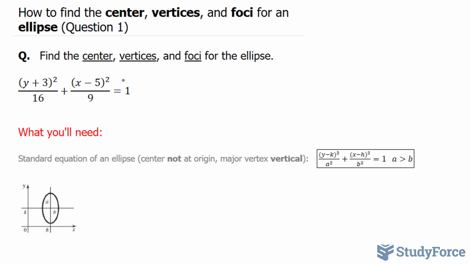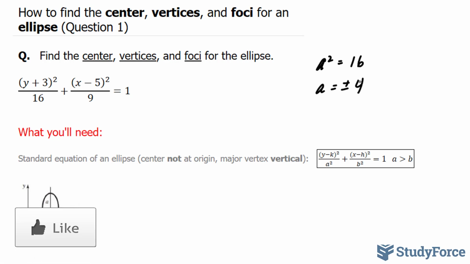Let's start with our a value. The a value is the largest of the two denominators. So in our case, the a value will be the square root of this 16. So a squared is equal to 16, and a is equal to plus minus 4. The fact that the larger of the two denominators is underneath the y tells us that this ellipse will be stretched vertically, as shown in this illustration. If the larger of the two numbers were underneath the x, then it would be stretched horizontally.